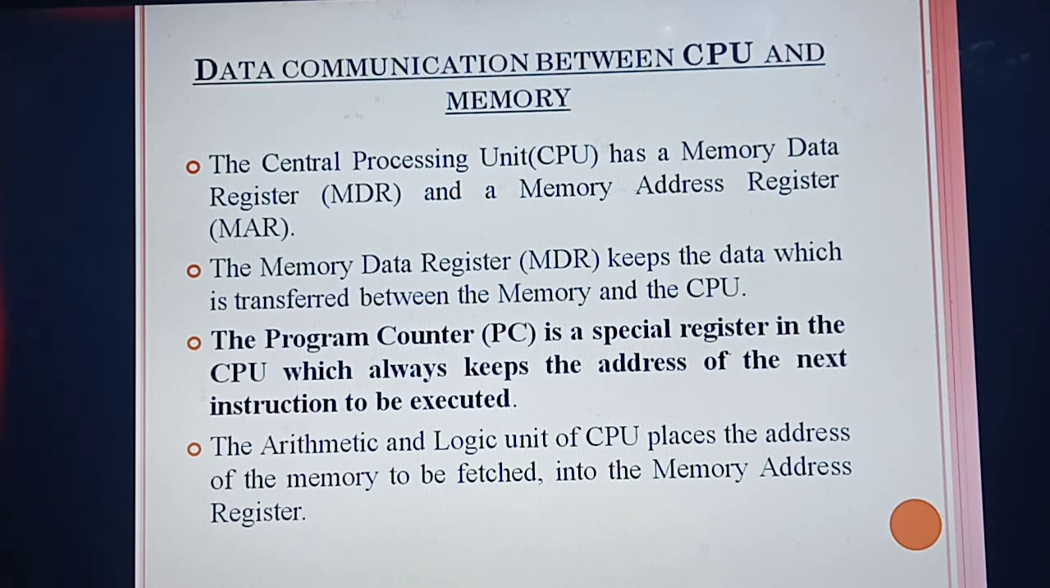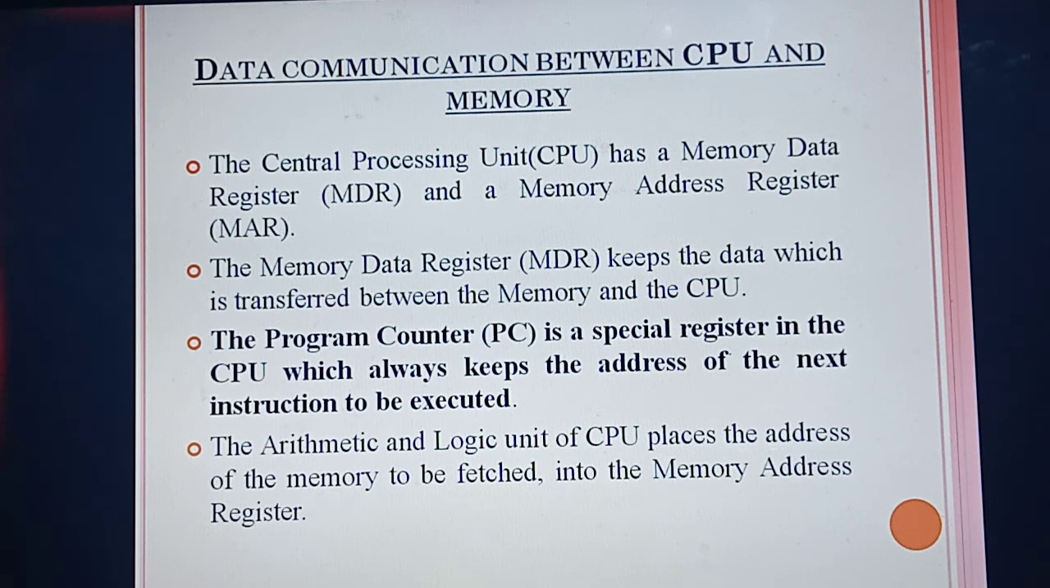What's the next instruction you are going to execute? Understood? Program counter is a special kind of register. What's the use? It will always keep, very, very important, the address of the next instruction to be executed. Then you have also studied the arithmetic and logic unit. What's the use of the arithmetic and logic unit? It performs arithmetic calculations, isn't it? This unit will have addresses of the memory.